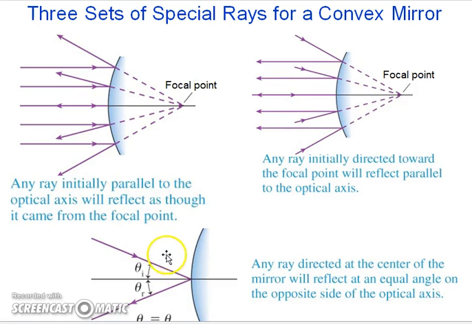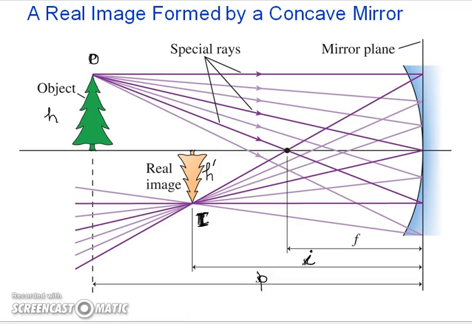And also the third one, which is the same as the concave mirror we talked about earlier: an incident ray, after reflection, follows the law of reflection. That means the angle of incidence is equal to the angle of reflection, with the principal axis being the normal at that point. Okay, a couple of things we need to talk about here.